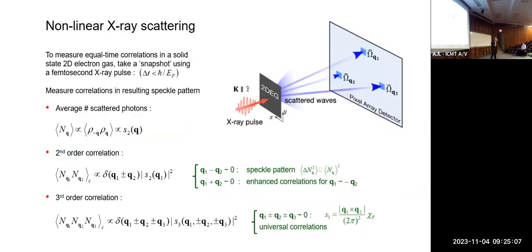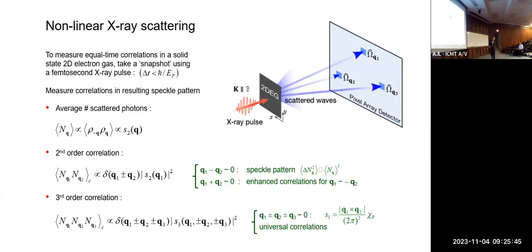Another idea that we have for measuring it is to do a kind of nonlinear scattering experiment, because X-ray scattering measures S of Q. What we want to do is basically measure the correlations in the scattered wave. If you send in an X-ray pulse, there's going to be a speckle pattern that gets created due to the interference. And what we have shown is that there are going to be correlations in this speckle pattern that know about this third order correlation function.